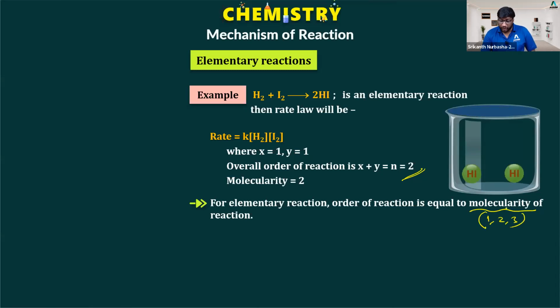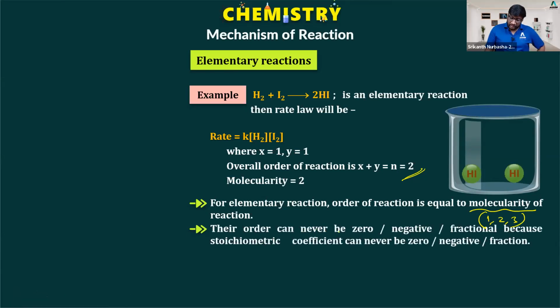That means whenever you have a rate of a reaction which has been given with a fractional order, can that be an elementary reaction? No, sir. Because order and molecularity have to be the same, and molecularity can be only 1, 2, 3. So if I write the rate expression as rate equals K into concentration of A power 1 by 2 into concentration of B power 3 by 2, is that an elementary reaction? No, it cannot be an elementary reaction.